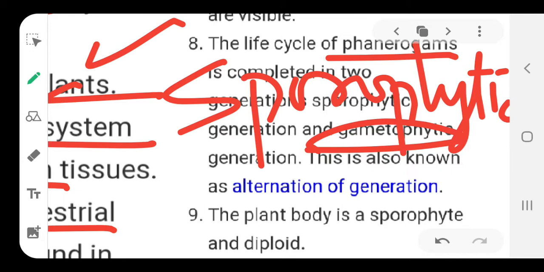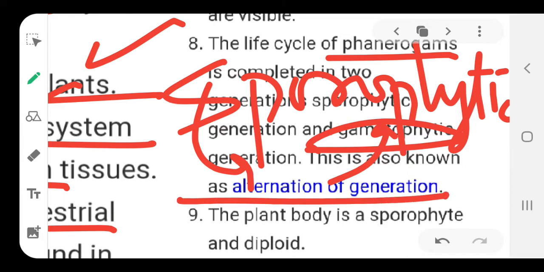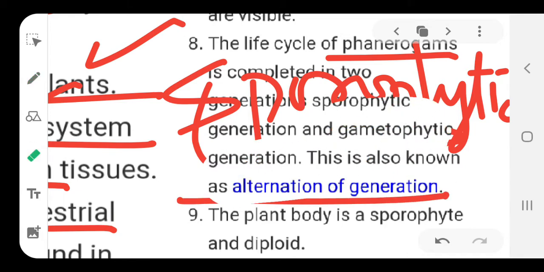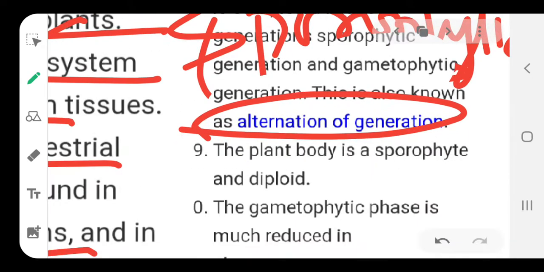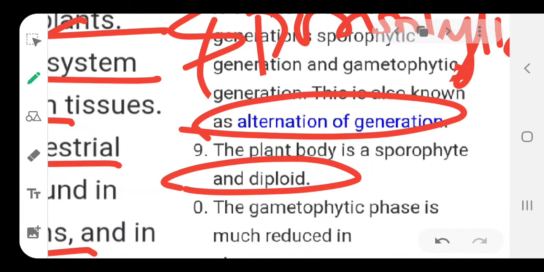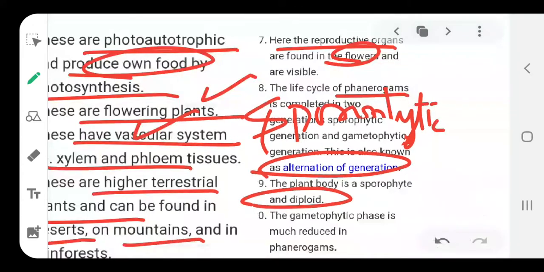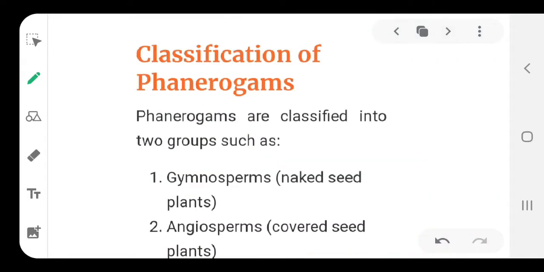Okay? So, when the life cycle moves into the sporophytic phase and gametophytic phase, then we use the word alternation of generation. Underline the new word. This says, for a better understanding, alternation of generation. And then the plant body is diploid. So, these points you should write down in your notebooks for your better understanding.